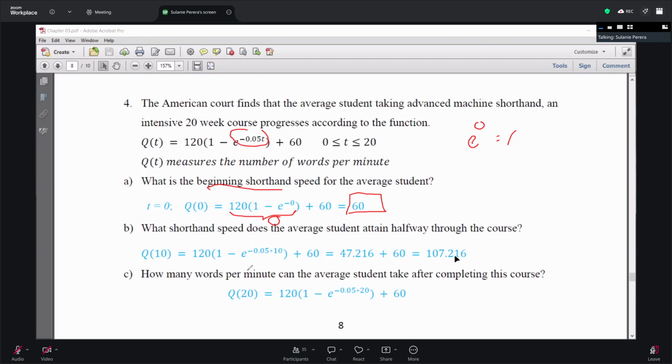Halfway through the course, you have to plug in 10. 120 times (1 minus e to the power minus 0.05 into 10) plus 60. Calculate it. And at the end of the completion, once the student completes the course, tell me the answer.